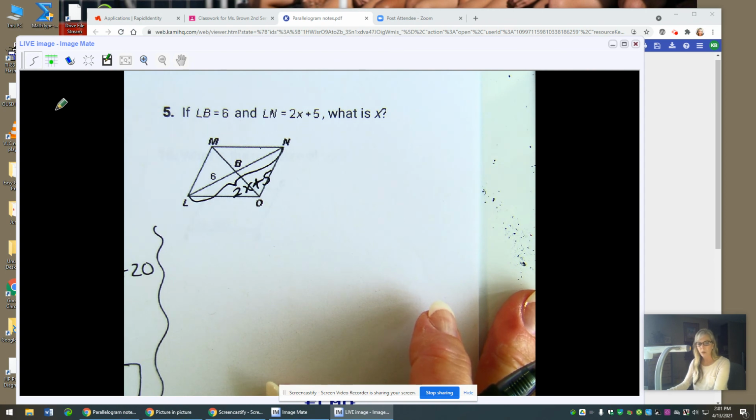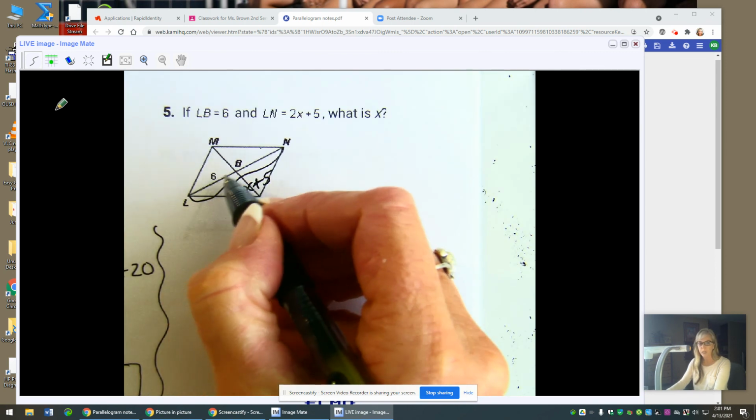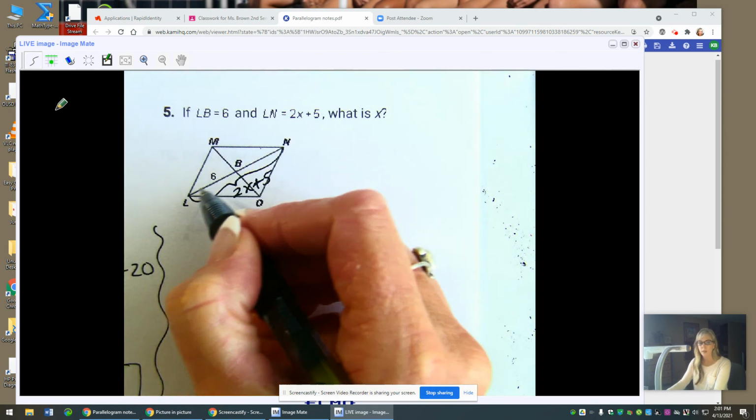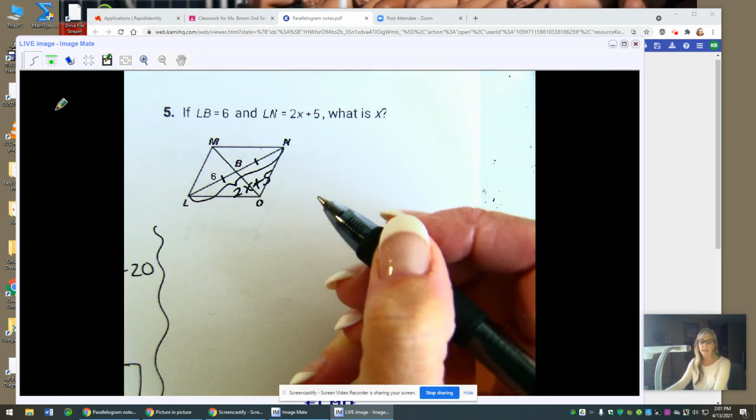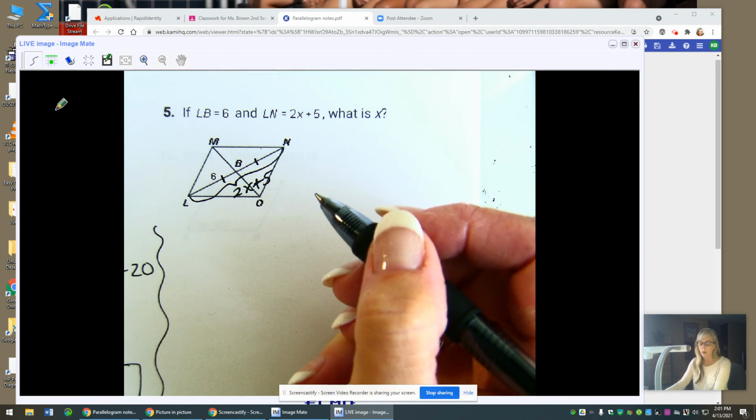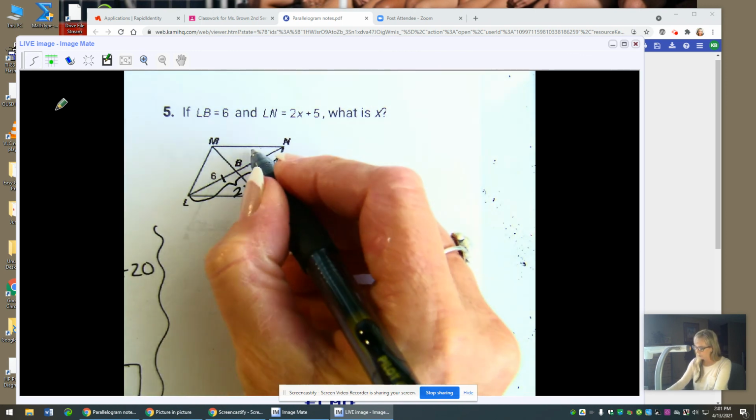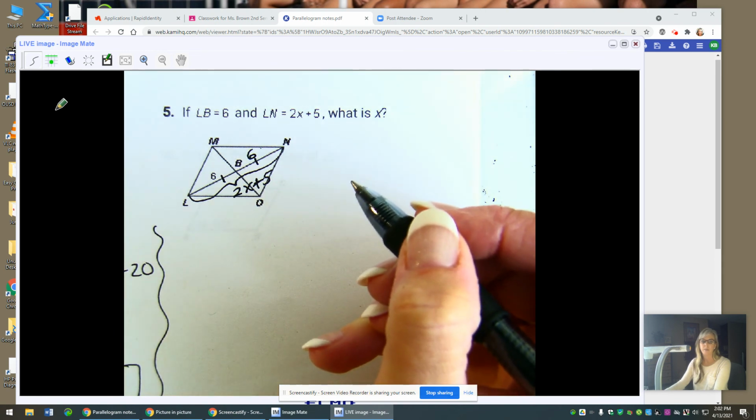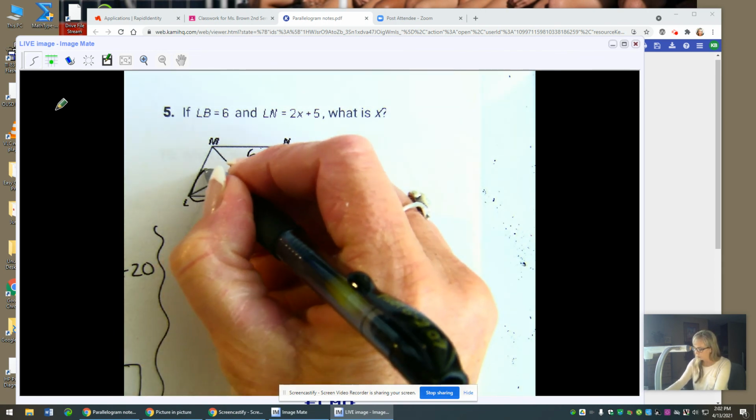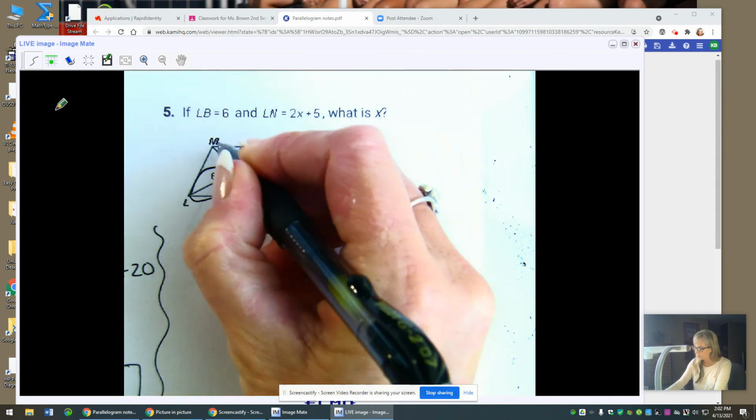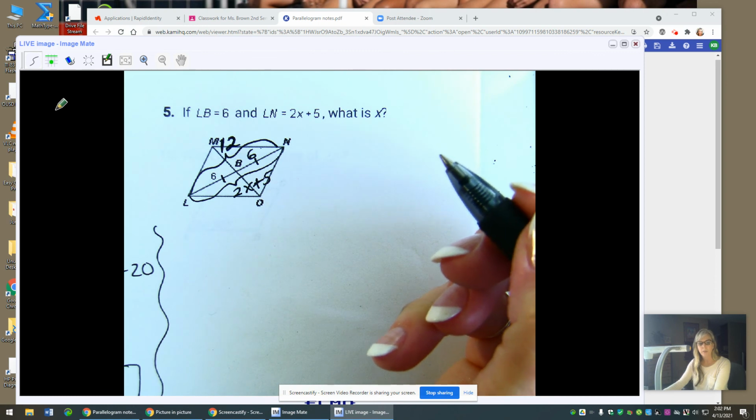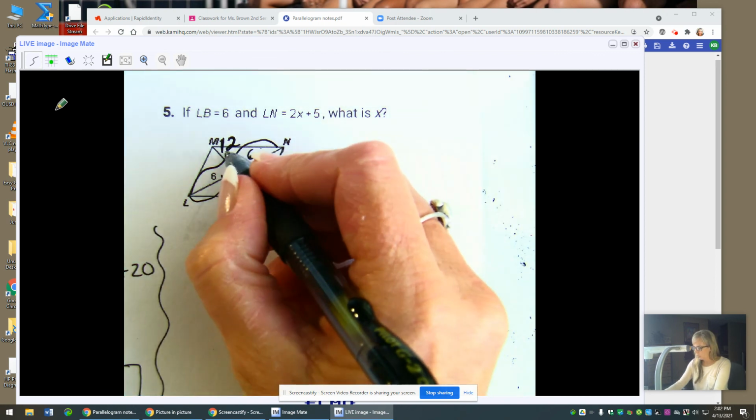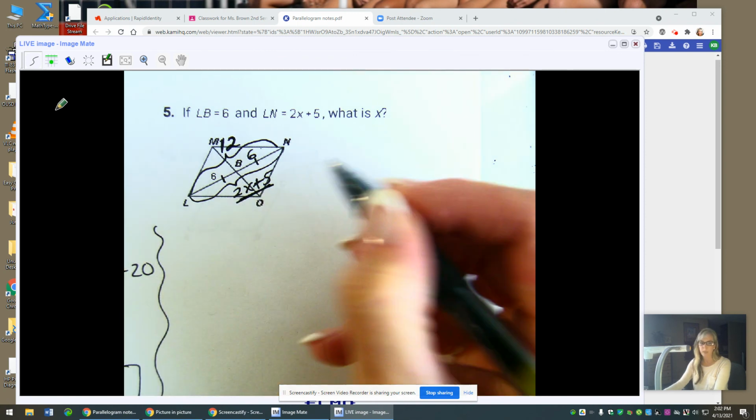All right, what do we know about parallelograms and their diagonals? Because they've given me some information that involves one of the diagonals. And if this is a parallelogram, we know the diagonals bisect each other. That means they are split into 2 equal parts, which means if this is 6, this is also 6. But more importantly, if those are both 6, the whole thing is 12. But time out. It's 12, but it's also 2x plus 5.